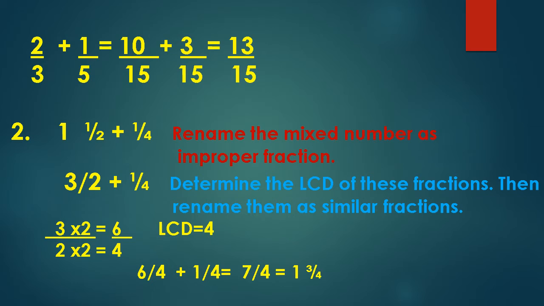So we are going to write the equivalent fraction of 3/2. We are going to multiply by 2. 3 times 2 is equal to 6, and 2 times 2 is equal to 4. So 3/2, the equivalent fraction is 6/4. Then 6/4 plus 1/4 is equal to 7/4. We are going to simplify. 7/4 is equal to 1 and 3/4.